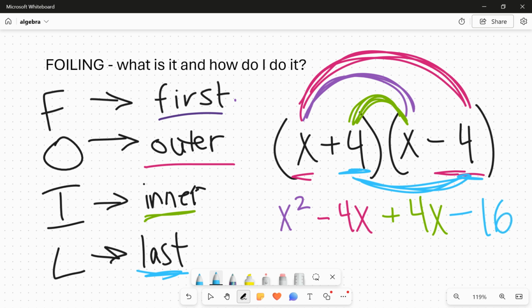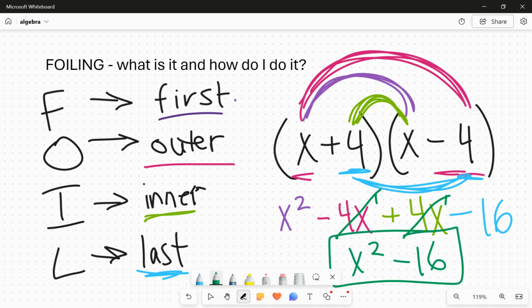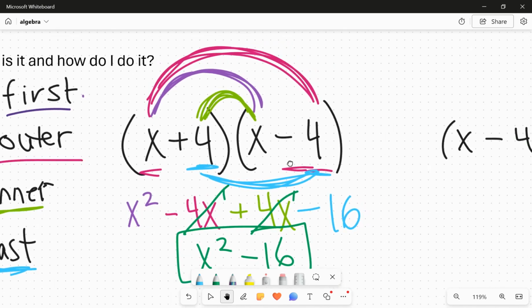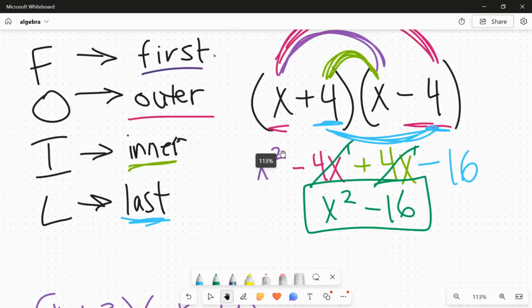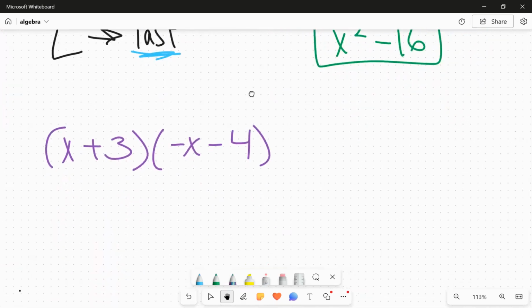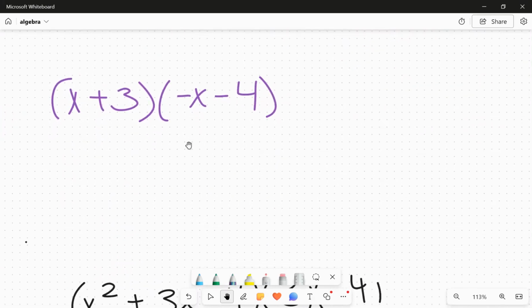And then finally, to simplify, if you watched the previous video, right, you know that we can cancel out similar terms with the same degree. So -4x and +4x just become 0. And we're left with x squared minus 16. So this is a really basic example on how to FOIL. If we want to move on to, let's see what else I have. A more complicated example. It's not super complicated, don't worry.